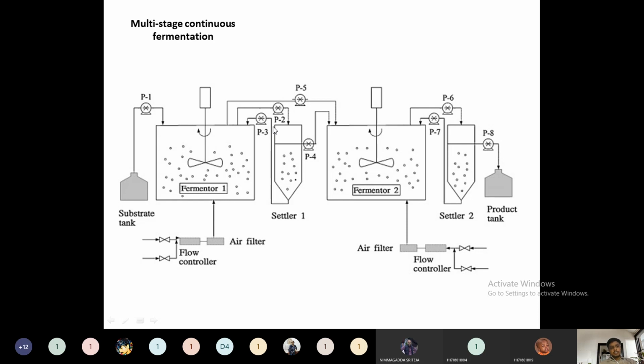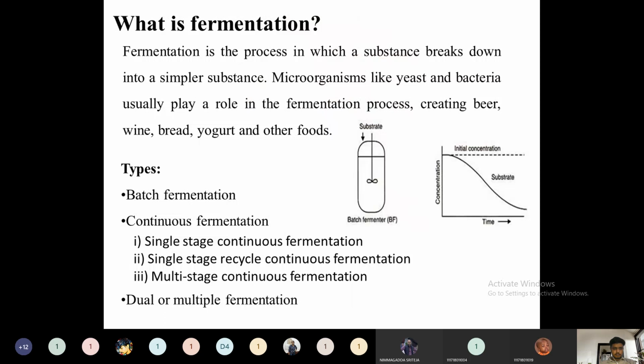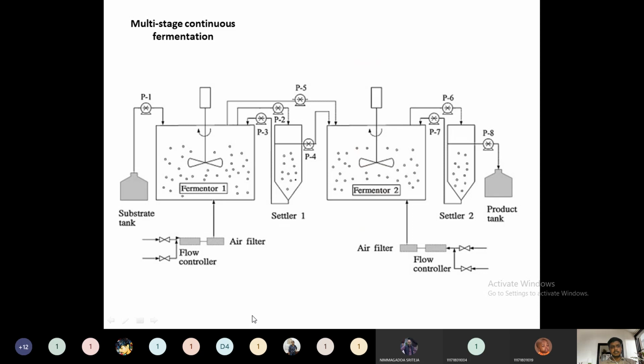The last one is the dual or multiple fermentation process. This is the same as the multi-stage continuous process. In this type of fermentation process, two or more types of microorganisms can be used. We can apply more microorganisms in this type of fermentation process.